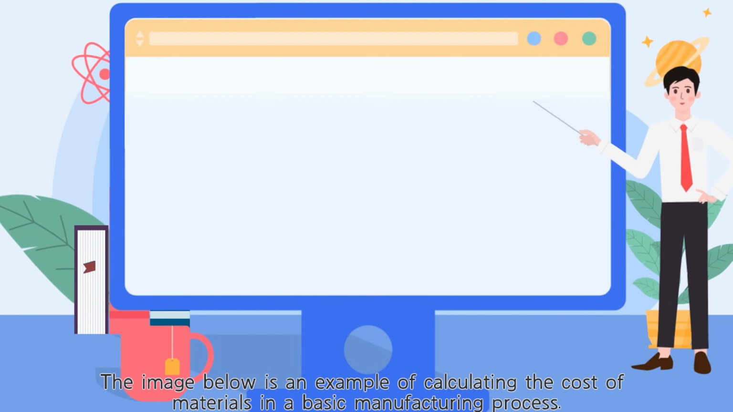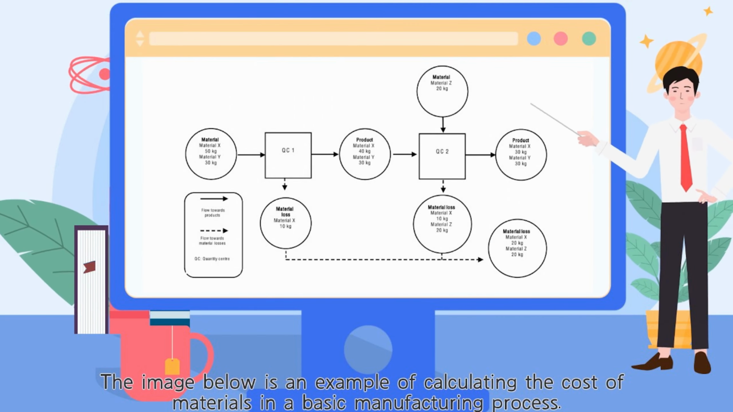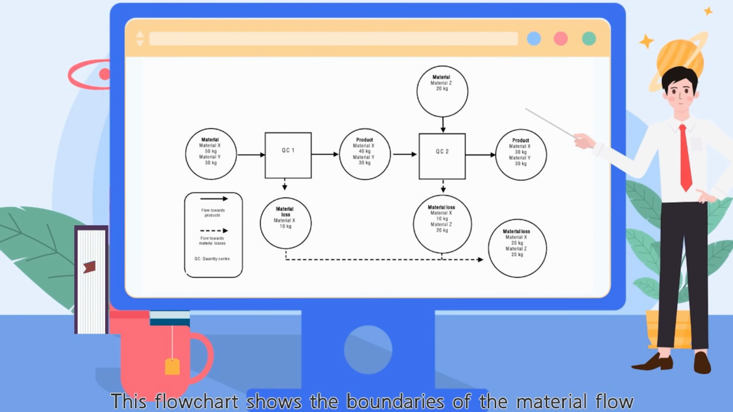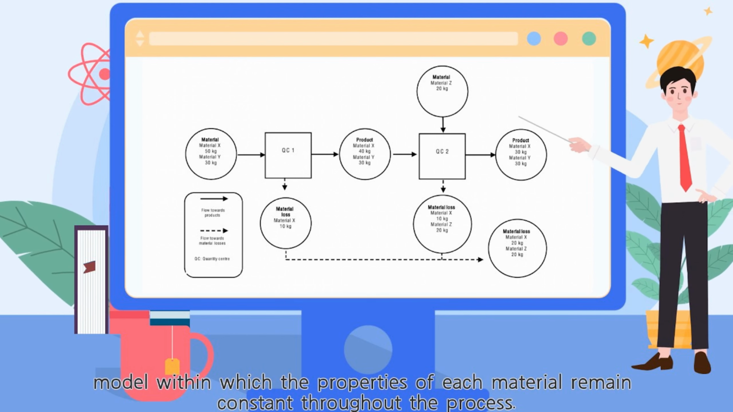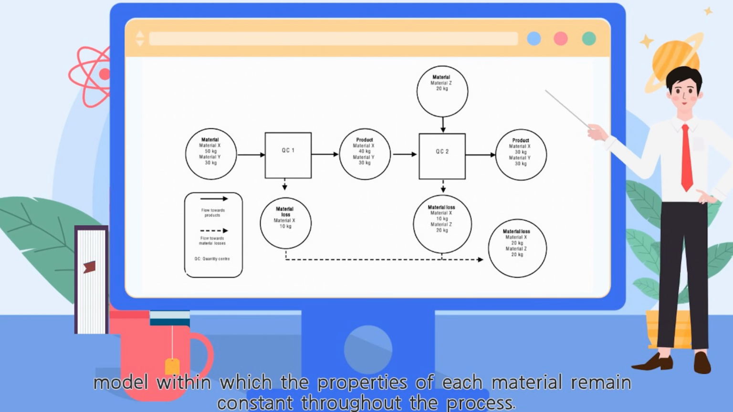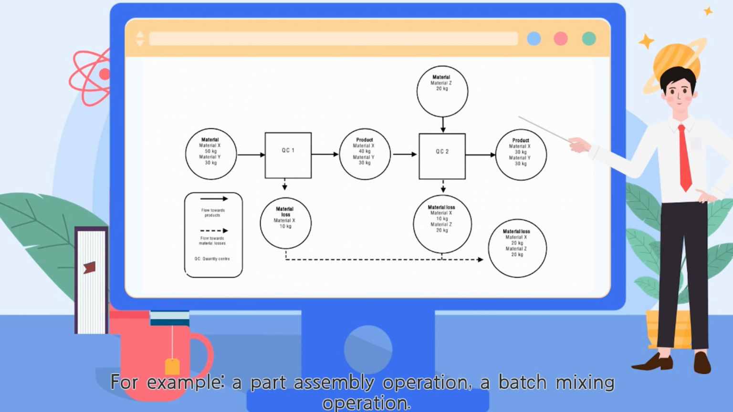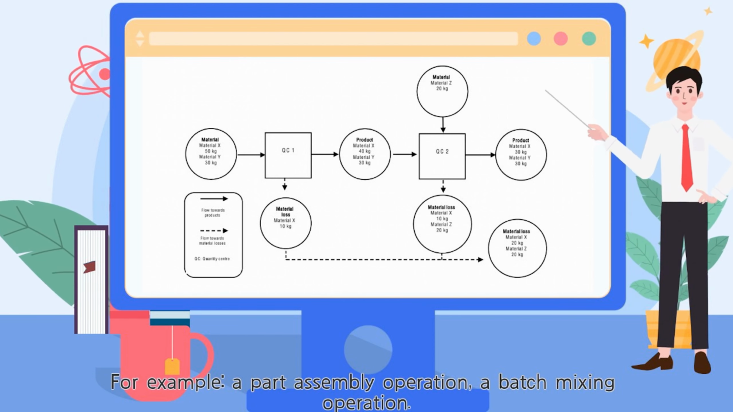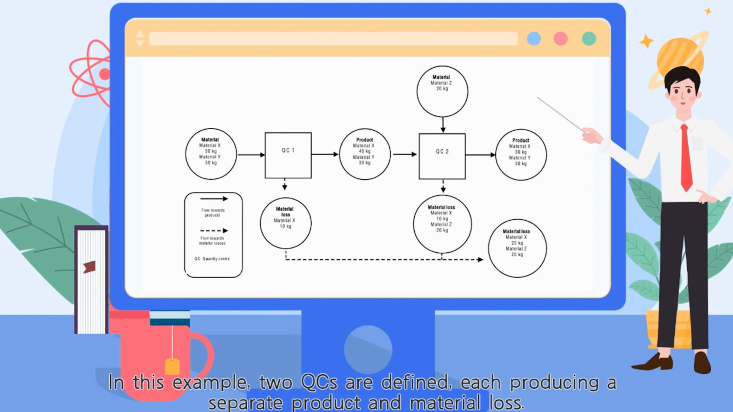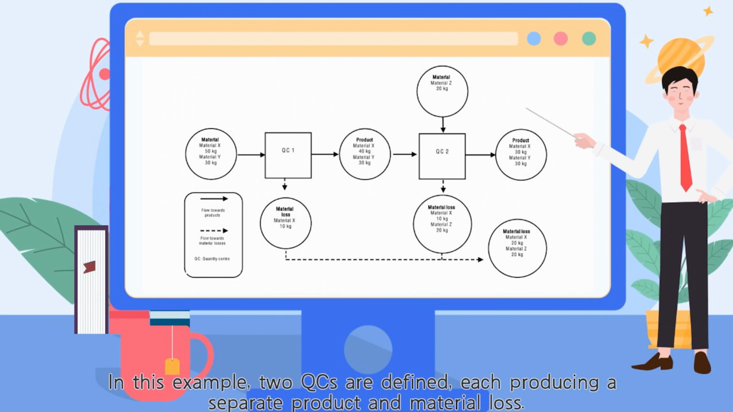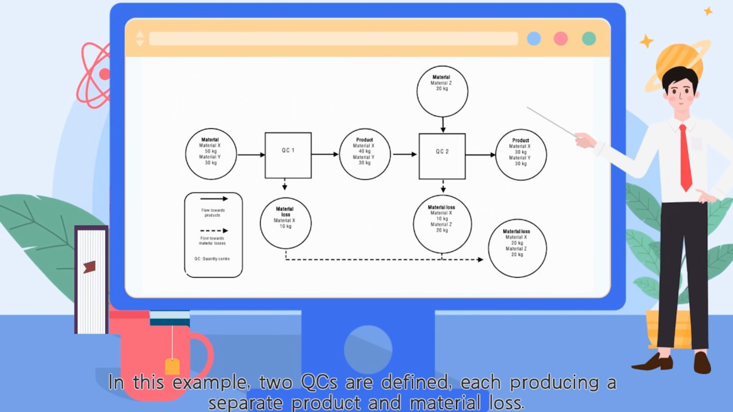The image below is an example of calculating the cost of materials in a basic manufacturing process. This flowchart shows the boundaries of the material flow model within which the properties of each material remain constant throughout the process. For example, a part assembly operation, a batch mixing operation. In this example, two QCs are defined, each producing a separate product and material loss.